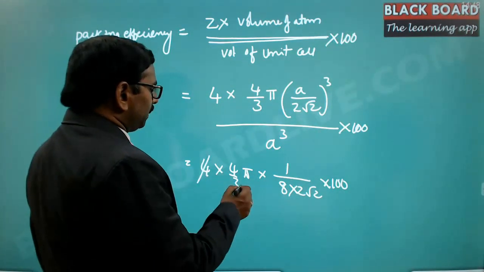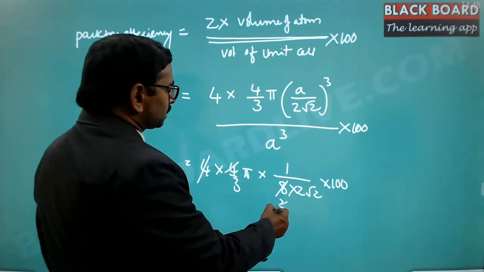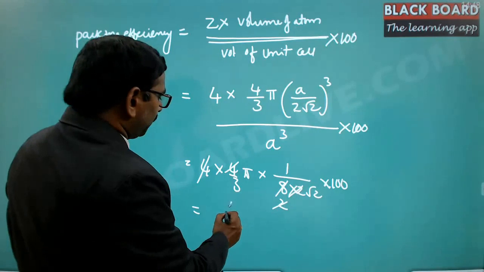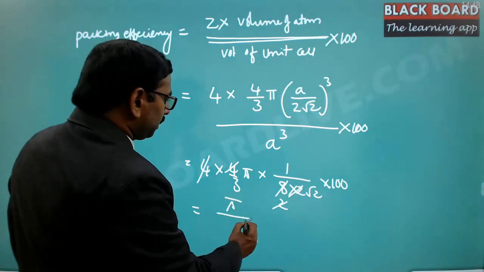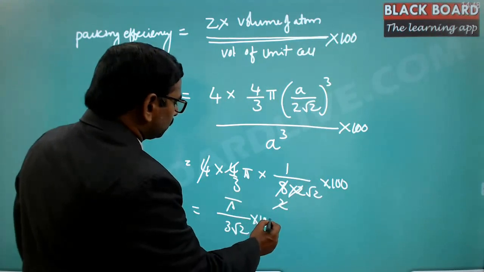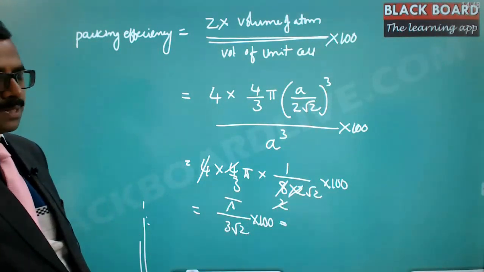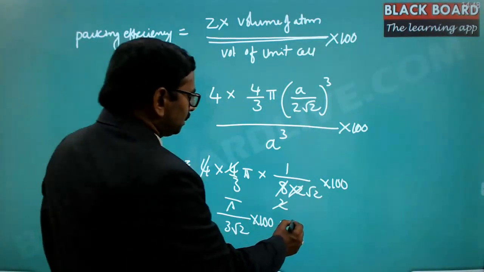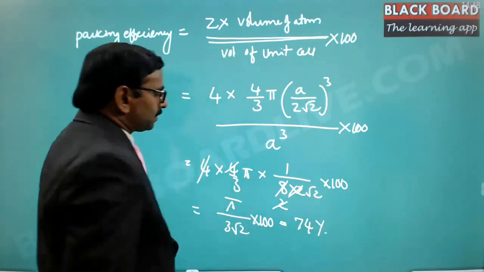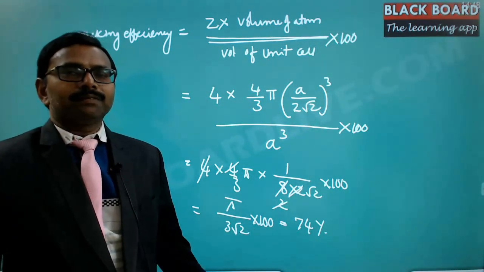The 4 will be cancelled here 2 times. This 4 will be cancelled in 2 and 2. So you get pi by 3 root 2 into 100. On a calculation by substituting pi as 22/7, you get 74% packing fraction. The answer will be 74% packing fraction.